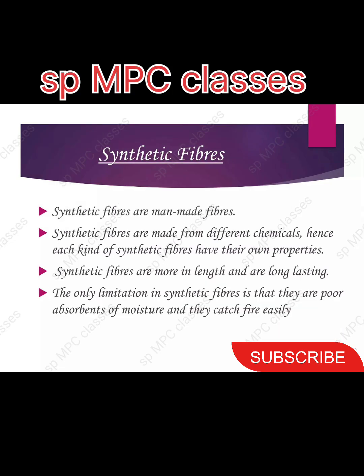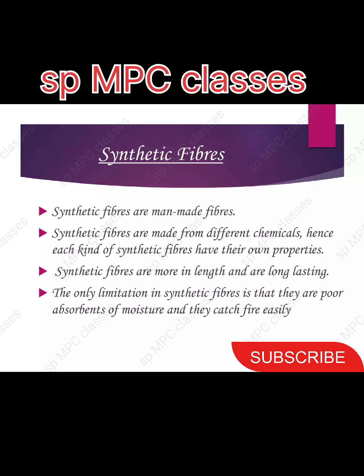Synthetic fibers. Synthetic fibers are man-made fibers. We can say artificial fibers. Those are made up of chemicals. Hence each kind of synthetic fiber has its own properties. They are lengthy and long-lasting. The demerit is poor absorbance of moisture, and they catch fire easily. We have many different types of synthetic fibers. Examples: nylon, rayon, acrylic, polyester.